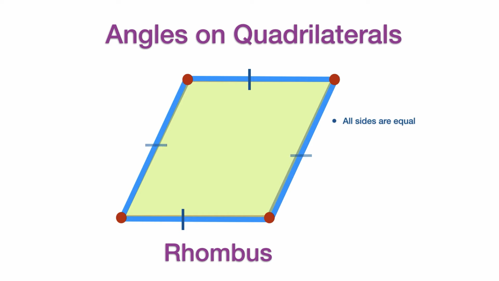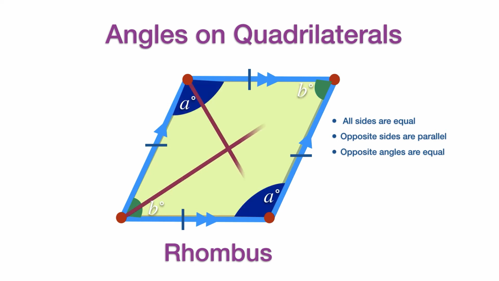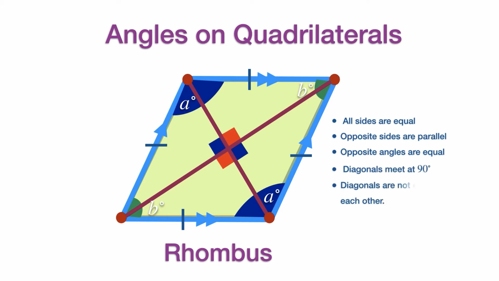A rhombus has all sides equal and opposite sides are also parallel, just like this square. Opposite angles are equal and the total angles also add up to 360 degrees, just like any other quadrilateral. Their diagonals bisect each other and meet at 90 degrees, just like on the square, but diagonals are not equal to each other.